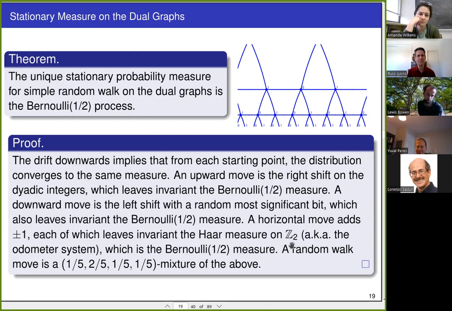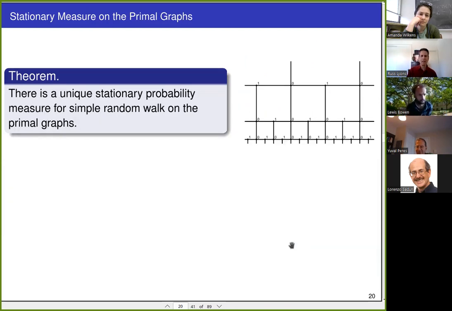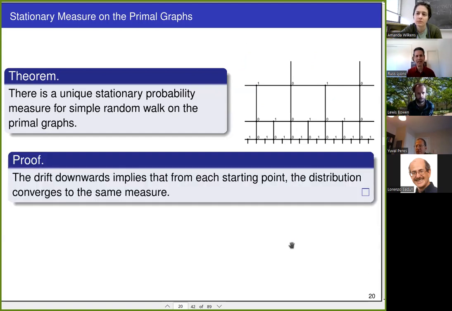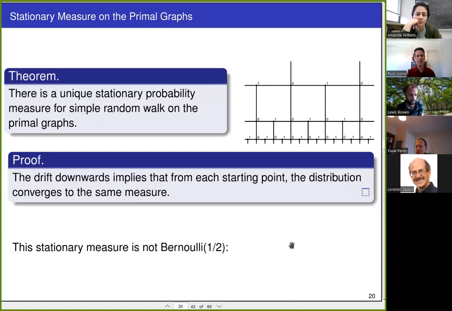Now what about the primal graph? That's more complicated. The theorem states much less. There's a unique stationary probability measure for simple random walk on the primal graphs. And the proof is much shorter, and it's the same, for the same reason: because the random walk moves down, it converges to a unique measure. Unfortunately, we don't know what the measure is.